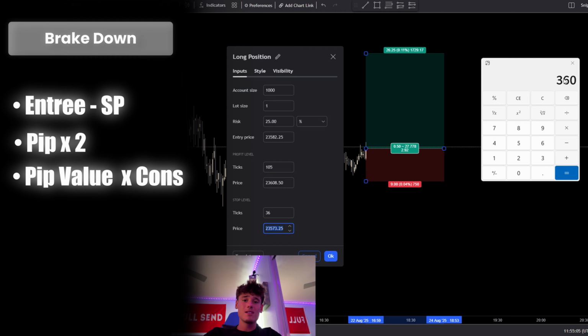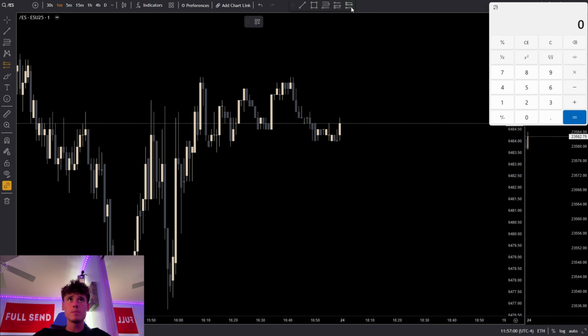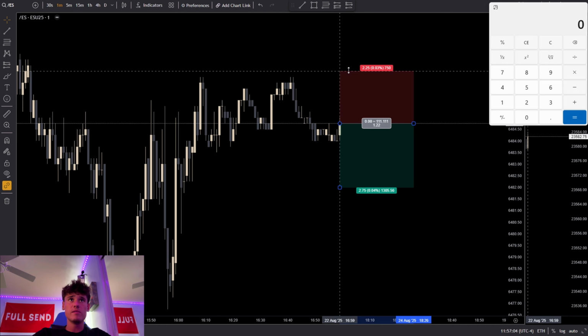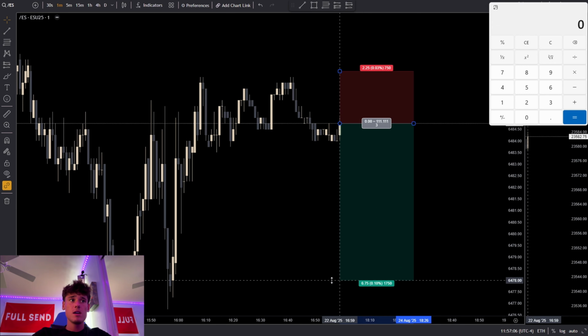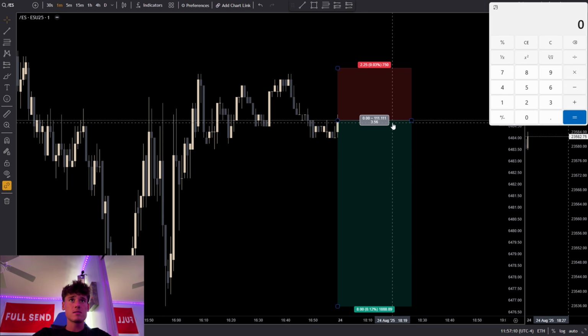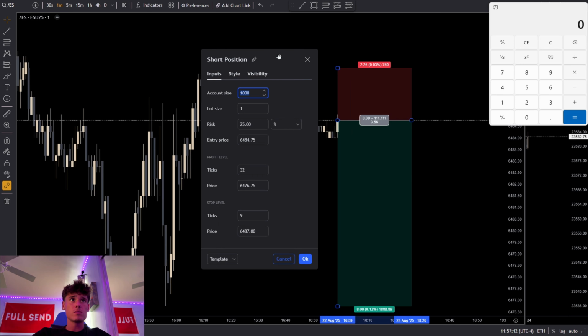Now let's jump back to ES. Let's switch it up. Say we want to take a short position over here. Stop loss is going to go right above the previous highs and take profit's going to go right down to the lows.